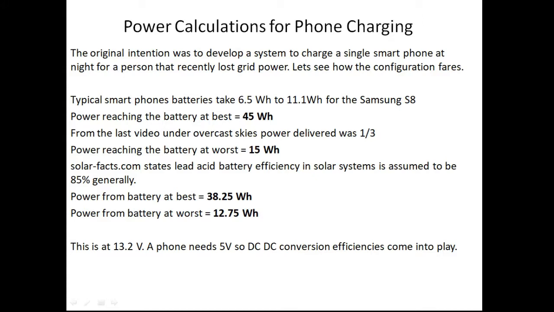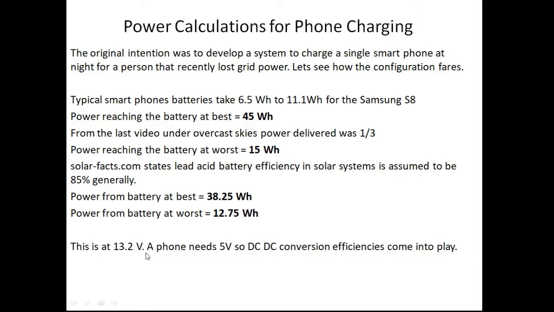Solarfacts.com states that a lead acid battery in solar systems is generally 85% efficient. That's what you assume. Let's go with that. Let's not try to tweak it too much. I'm sure they know what they're talking about. And so our battery at best now is going to get 85% of that, which is 38.25, or 12.75 on a bad day. Right? This is a 13 volt battery, right?